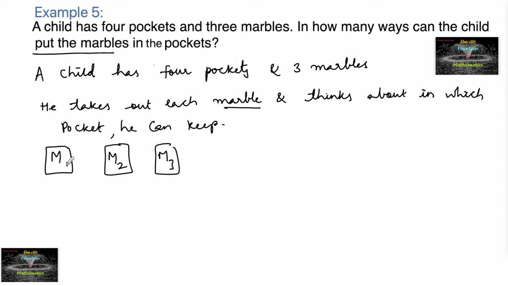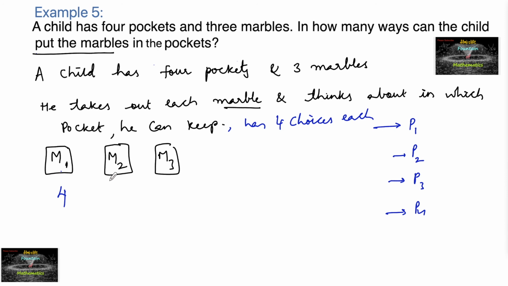Now he has taken the first marble and he starts thinking about in which pocket. So how many pockets are there? 4 pockets, P1, P2, P3 and P4. For marble 1, how many choices is he having? Either he can put it in pocket 1, or pocket 2, or pocket 3, or pocket 4. So he is having 4 choices for marble one. Similarly, for marble 2 also, he is having 4 choices.